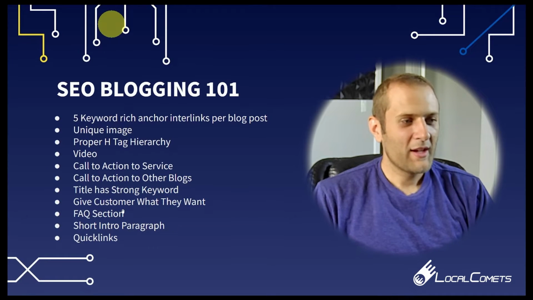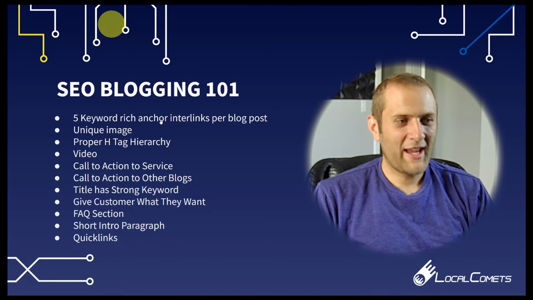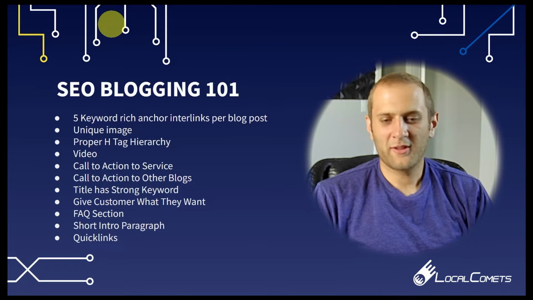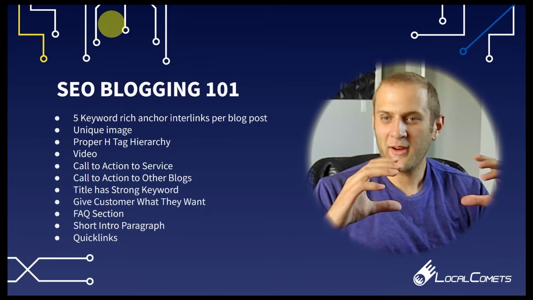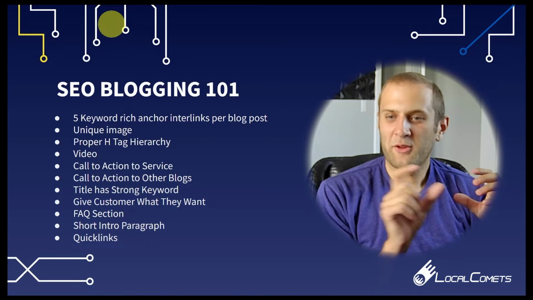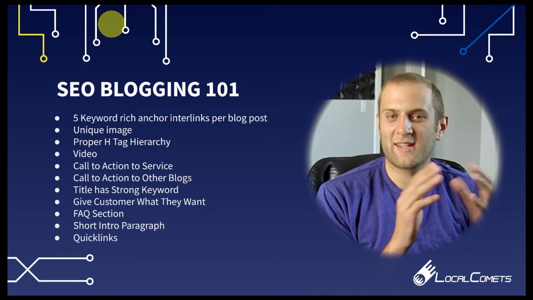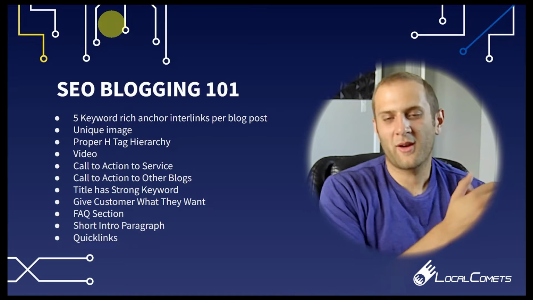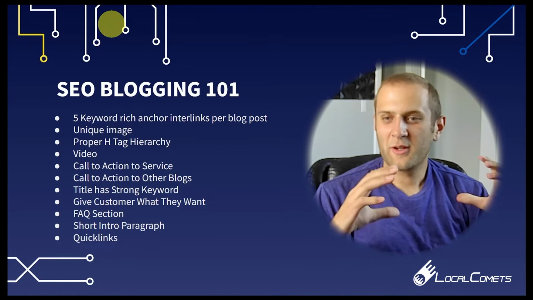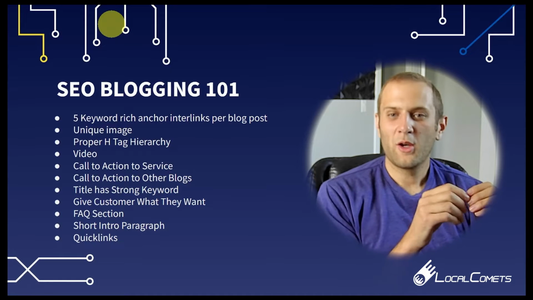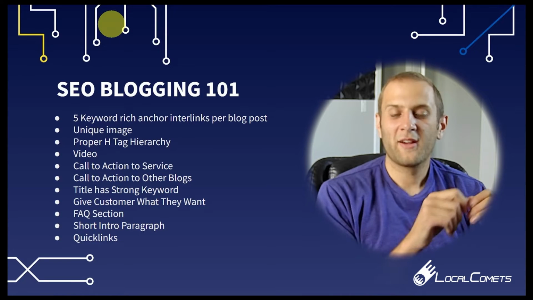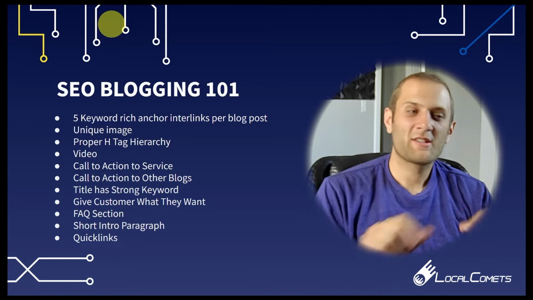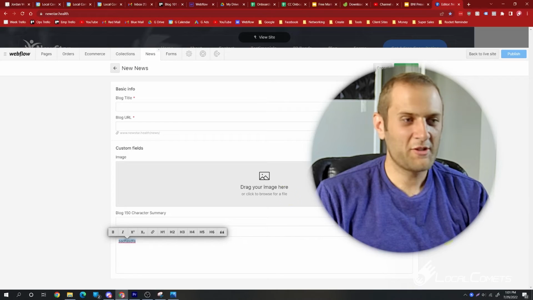So number 1, 5 keyword-rich anchor interlinks per blog post. What that means is, in the paragraphs that you write, there are certain phrases that are highlighted and link to other parts of your website. So for example, if you're talking about a specific service, when you mention the service in a paragraph, you can link that phrase to other places, and I can show you how to do that.